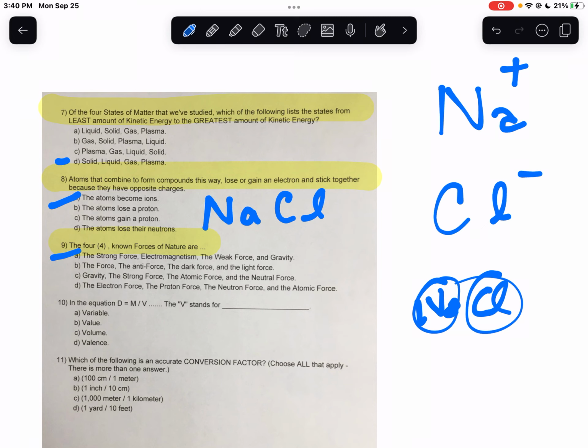In the equation, density equals mass over volume. So there you go, volume is our answer. V stands for volume. And finally, conversion factors.